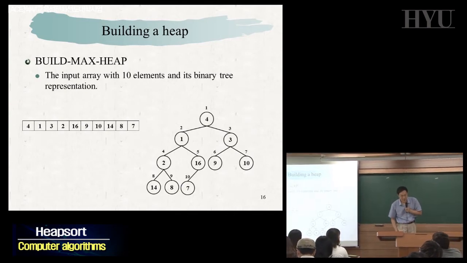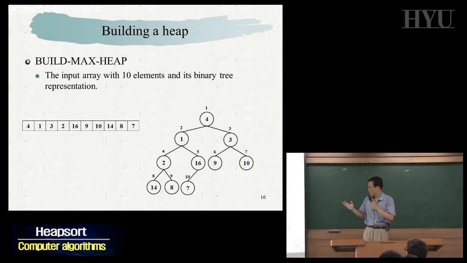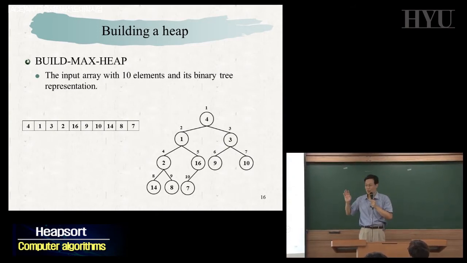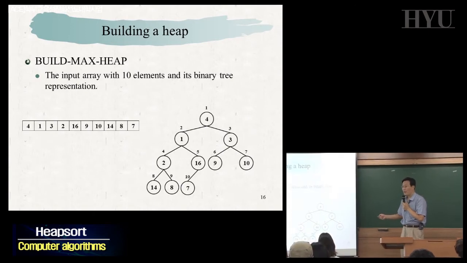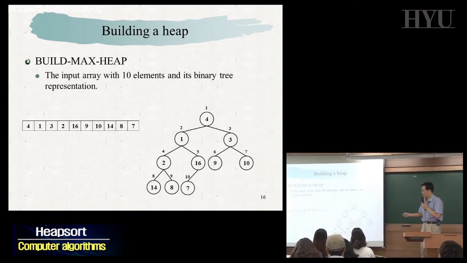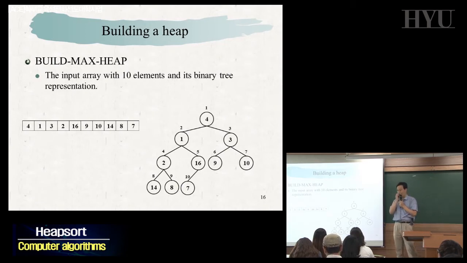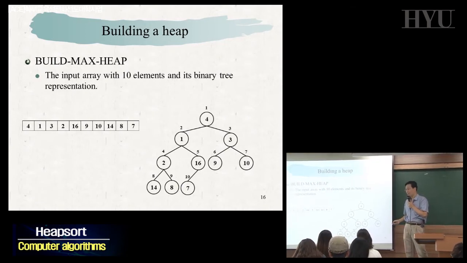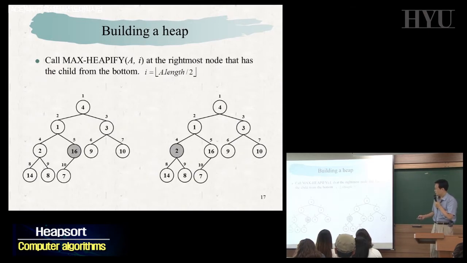What? Nothing? Yes, nothing. Because 16 is bigger than 7, we don't have to do anything. Okay, then the next index is 4. So we apply max Heapify on this subtree. And what is the result of applying max Heapify to this subtree? Okay, 14 is promoted and 2 is demoted. So this is the result.